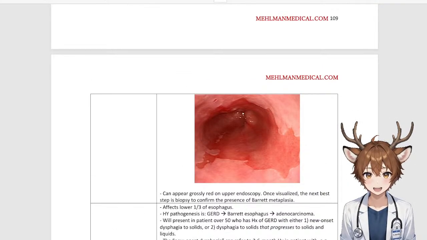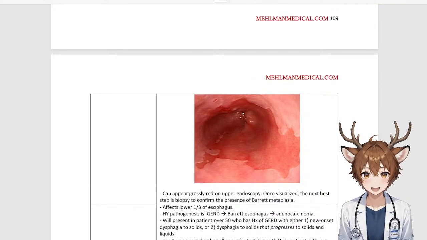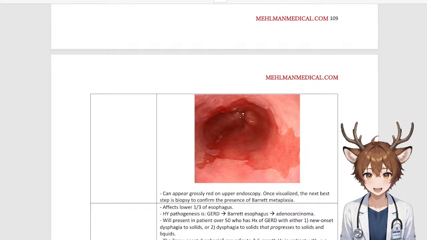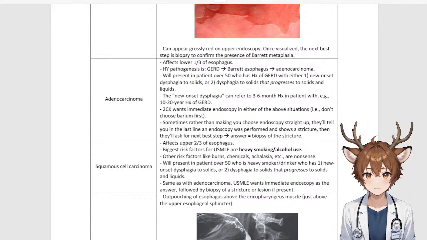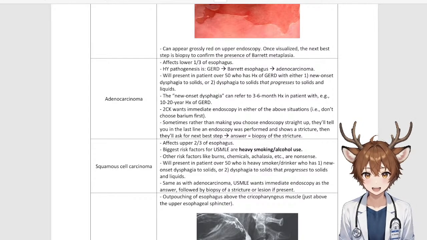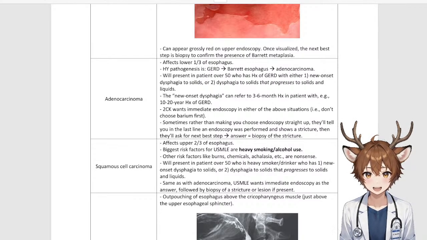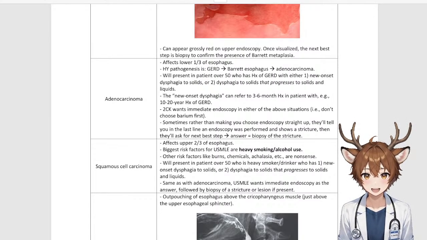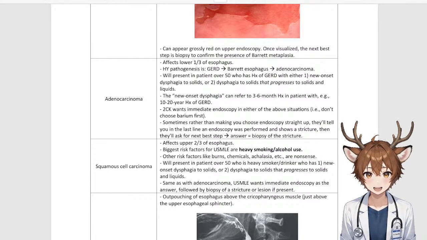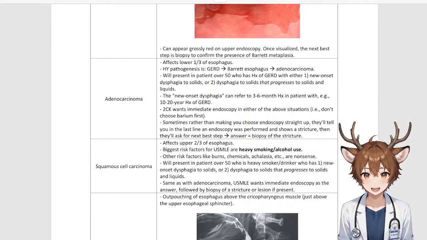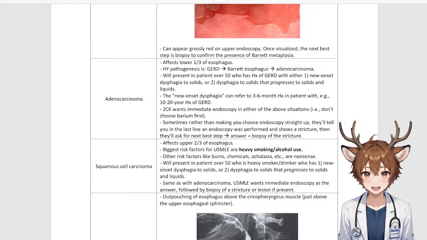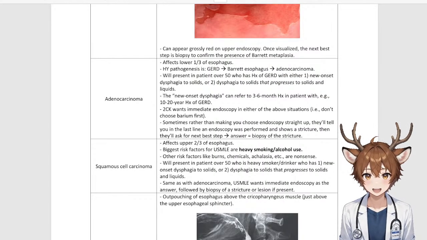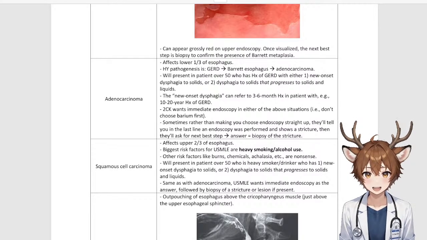It can appear grossly red on upper endoscopy. Once visualized, the next best step is biopsy to confirm the presence of Barrett metaplasia. Adenocarcinoma affects the lower third of the esophagus. High-yield pathogenesis is GERD, leading to Barrett esophagus, leading to adenocarcinoma. It will present in patients over 50 who have a history of GERD with either 1. new onset dysphagia to solids, or 2. dysphagia to solids that progresses to solids and liquids. The new onset of dysphagia can refer to a 3 to 6 month history in patients with a 10 to 20 year history of GERD.